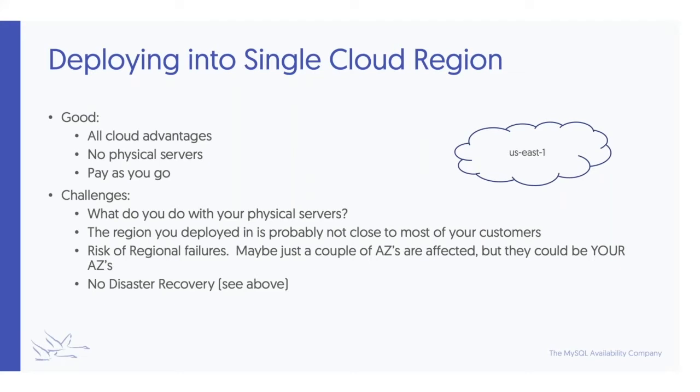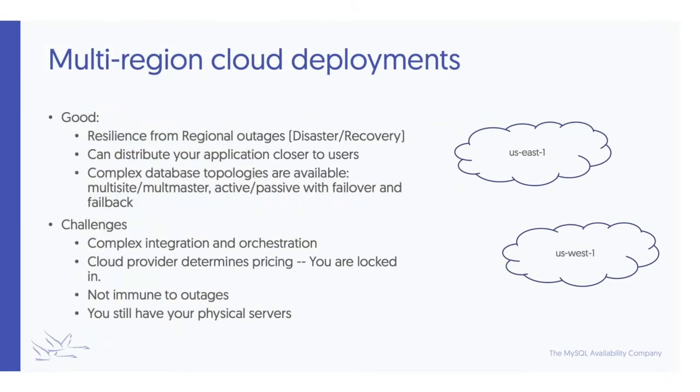And then we have no disaster recovery, right? If the region goes down, we're down. We have nowhere to fail over to. So what we would do in this case as well, the obvious thing is to deploy in multiple regions. So now we have disaster recovery. If US East 1 fails, we can fail over to US West 1.